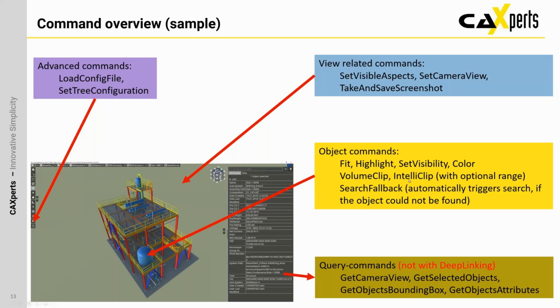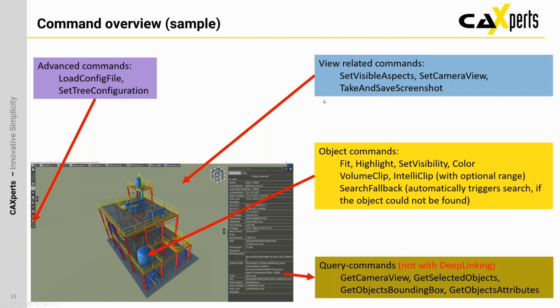You can do clipping commands, or IntelliClipping, so clipping along a pipeline. And you can set an optional range, so as to include objects that are around your selected objects. I showed you the search fallback, that's a cool function that makes life so much easier.